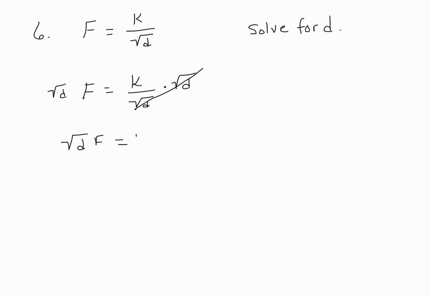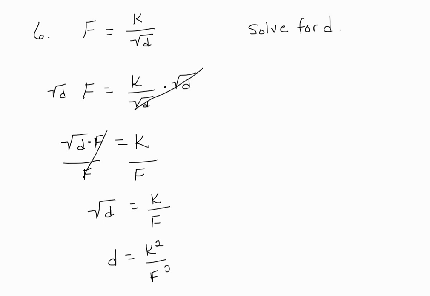Now on the left-hand side, I still have the square root that I'm dealing with, and I have that f that I'm dealing with. That f is being multiplied. I'm going to start there. I'm going to divide both sides of my equation by f, so that will cancel. So I have the square root of d equals k divided by f. And then I'm going to square both sides, so I end up with k squared divided by f squared.